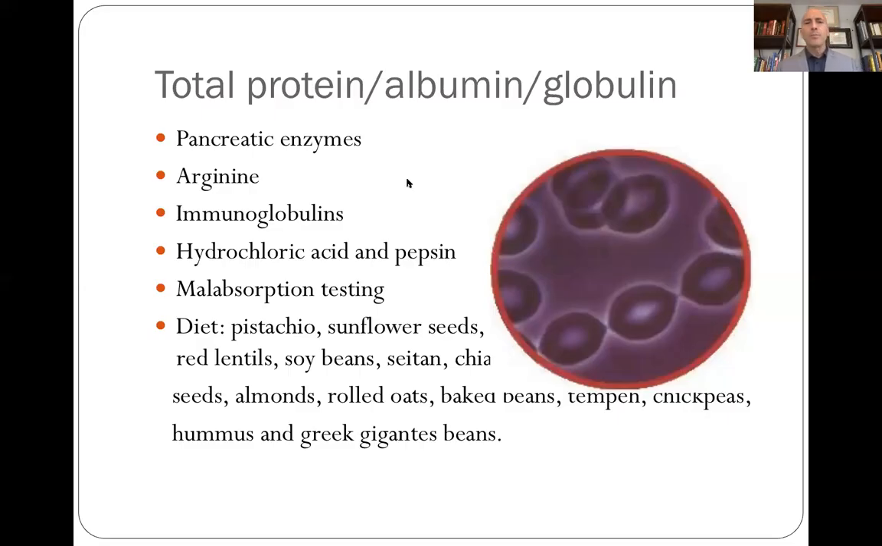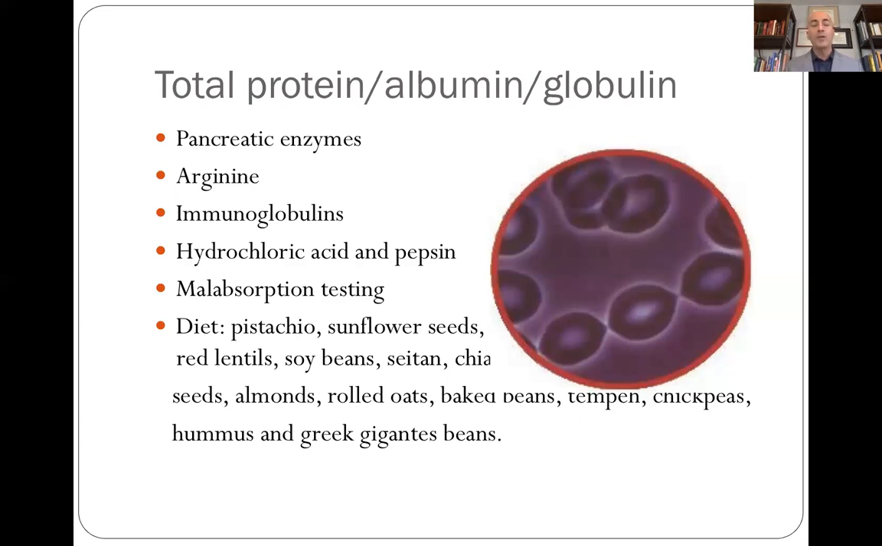Okay. So albumin and globulin, as I mentioned, are 2 subproteins under the total protein measurement. And albumin carries nutrients and different medications and hormones throughout the blood. So if your albumin level is low, then you're going to have problems with hormone transference, nutritional delivery, and a whole host of other issues that involve albumin.